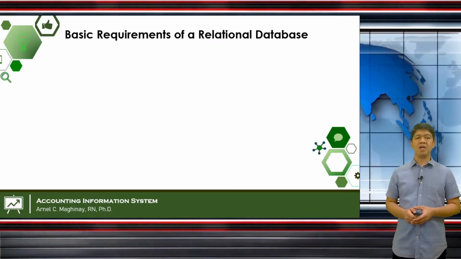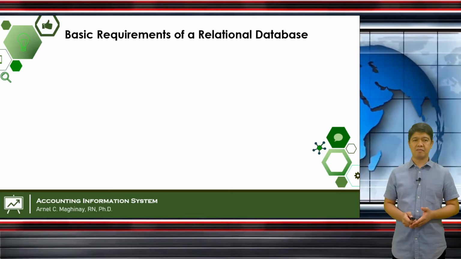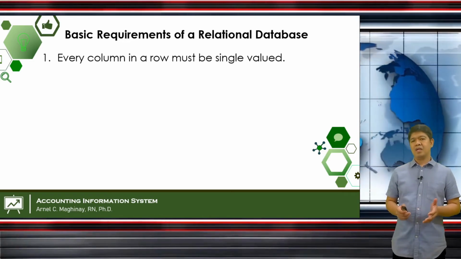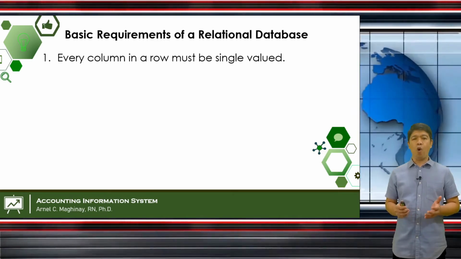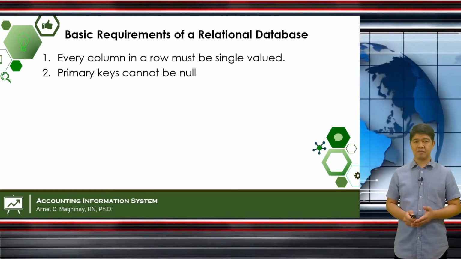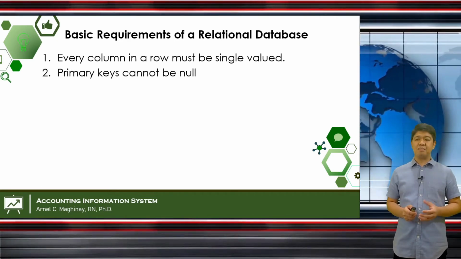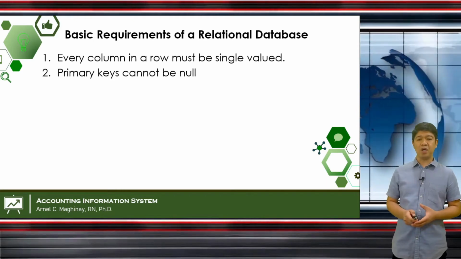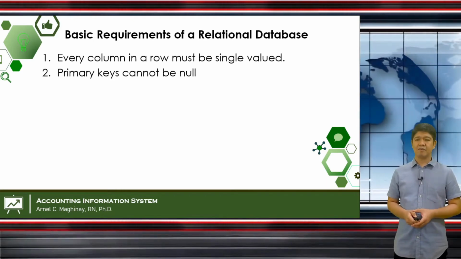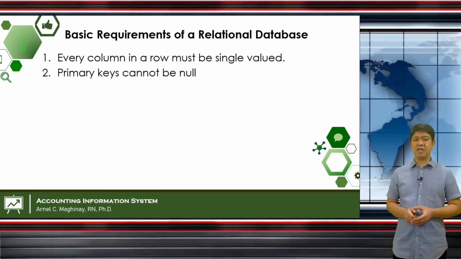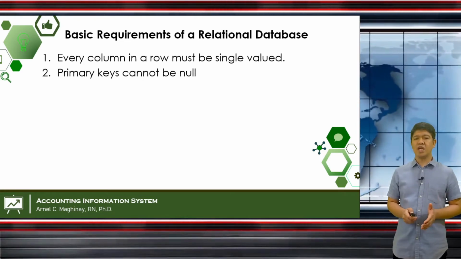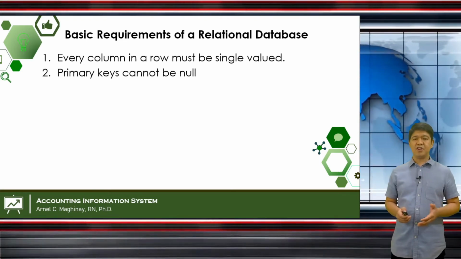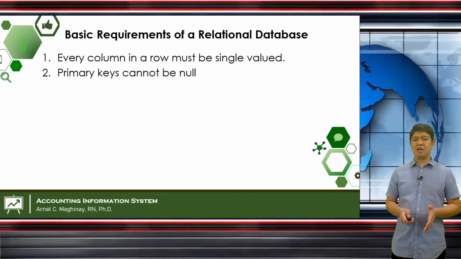So, basic requirements of a relational database. First, every column in a row must be single value. In a relational database, there can only be one value per cell. Primary keys cannot be null. A primary key cannot uniquely identify a row in a table if it is null or blank. A non-null primary key ensures that every row in a table represents something and that it can be identified. This is referred to as the entity integrity rule.